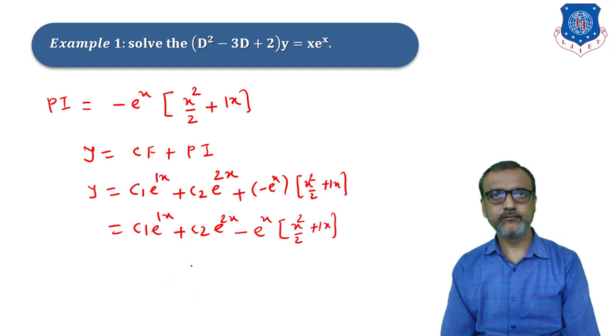So in today's lecture we have seen LI and LD of solutions. We have gone through two examples of LI and LD, and then we have seen the general method to obtain the PI, and we have gone through one example based on this topic.